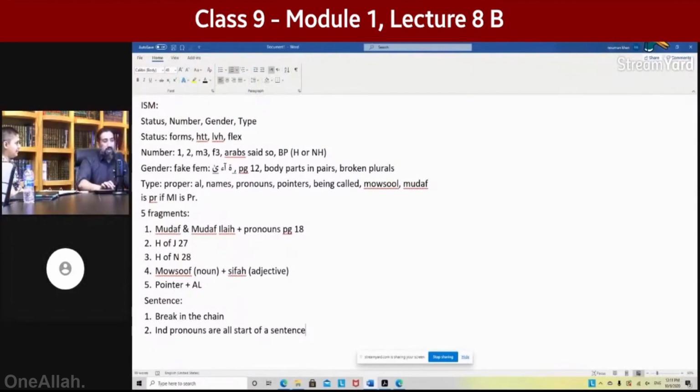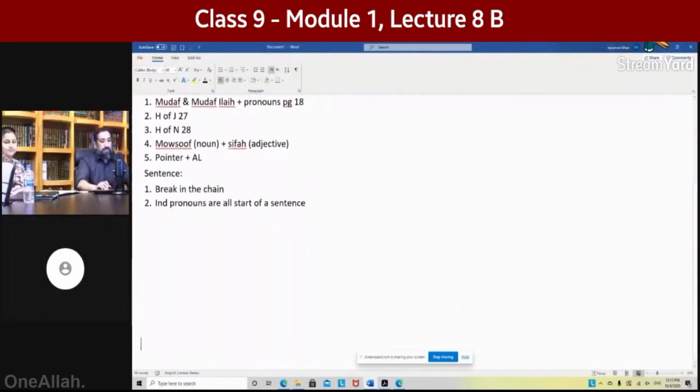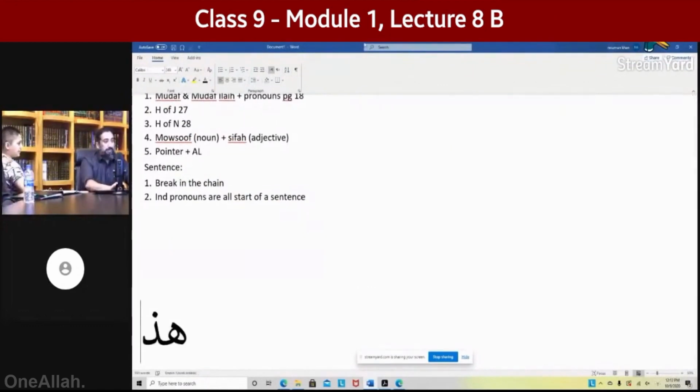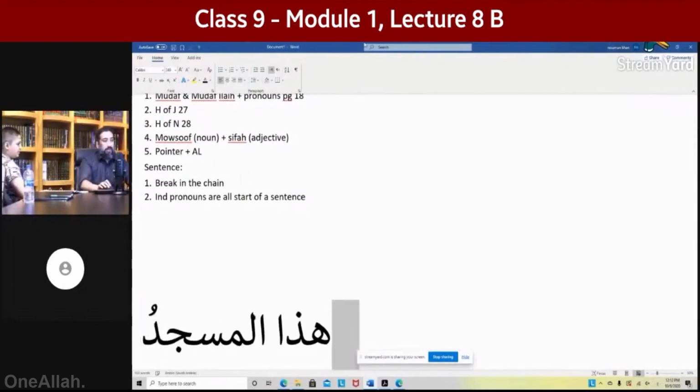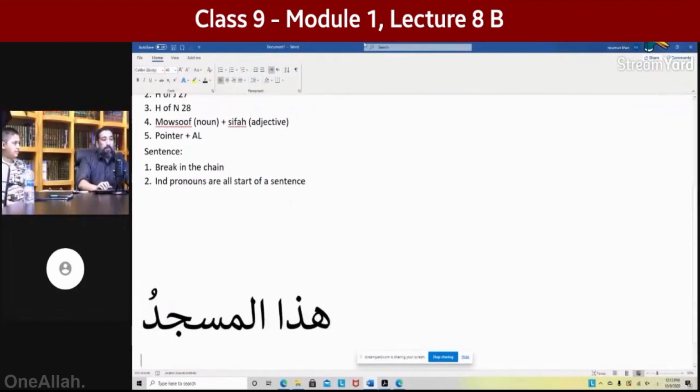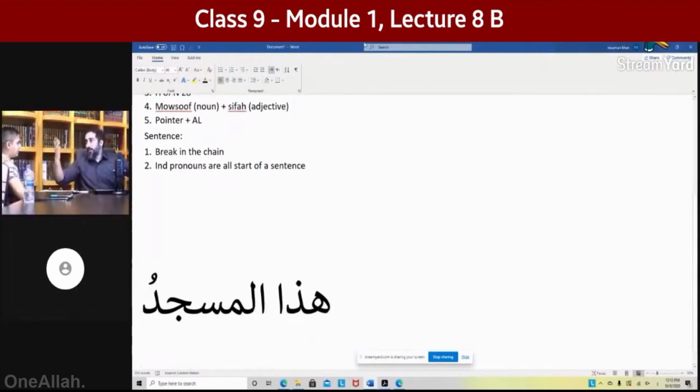Here's pointer plus al. Bring you back to class. Hadha al-masjid. Pointer plus al means a pointer word from page 30: hadha, hadhihi, ha'ula'i, those words.